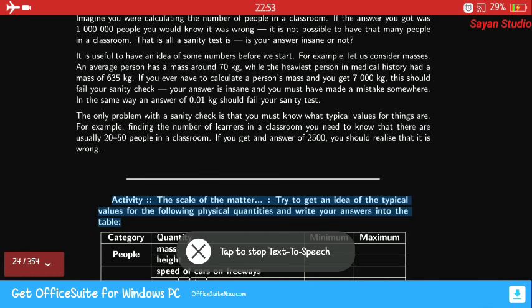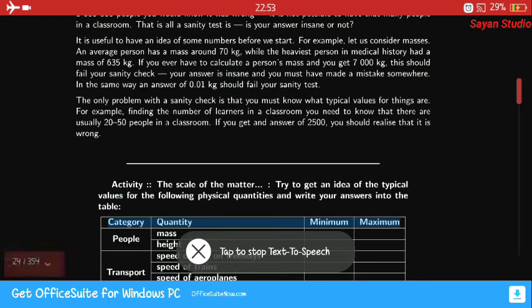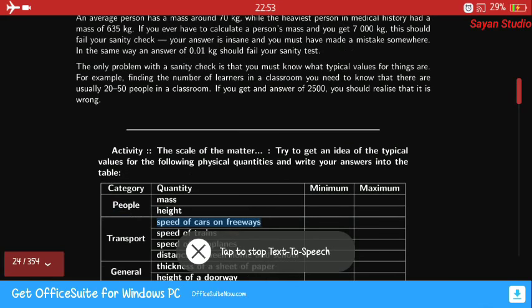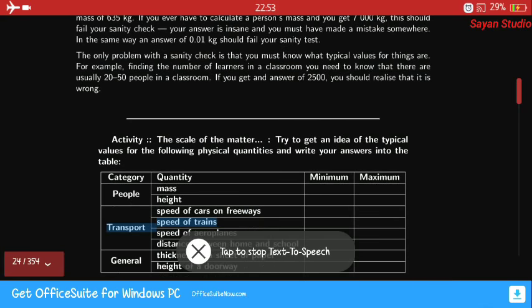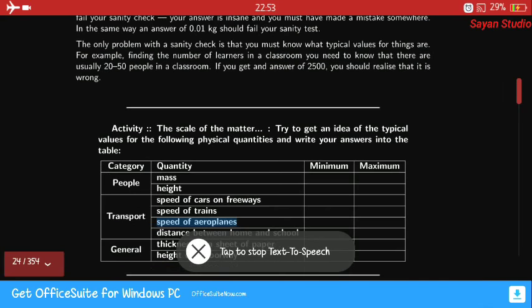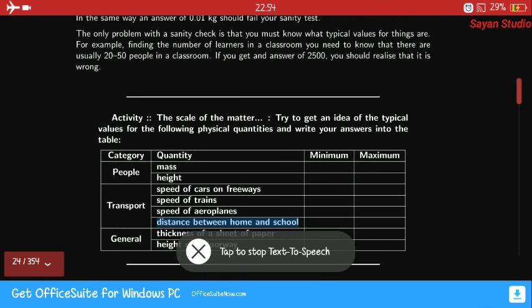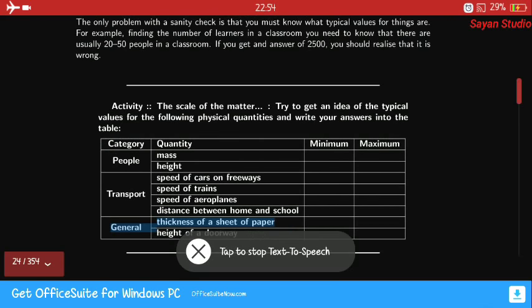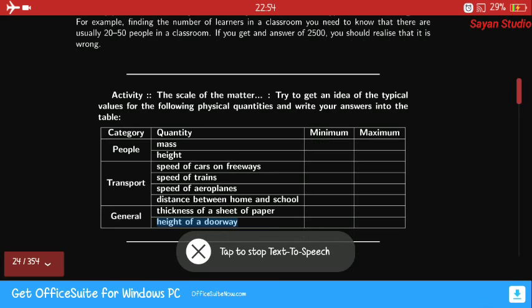Activity, the scale of the matter. Try to get an idea of the typical values for the following physical quantities and write your answers into the table. Category, quantity, minimum, maximum. Mass of people, height, speed of cars on freeways, speed of trains, speed of aeroplanes, distance between home and school, general thickness of a sheet of paper, height of a doorway.